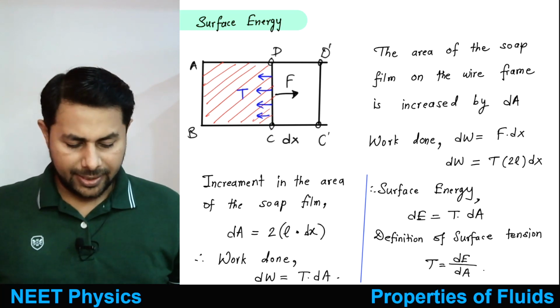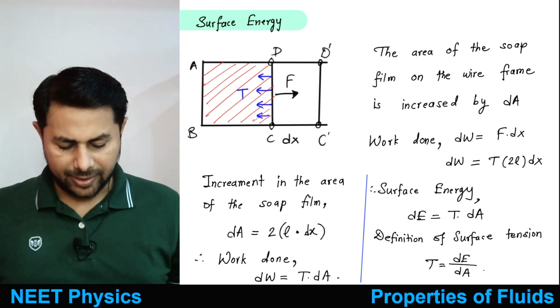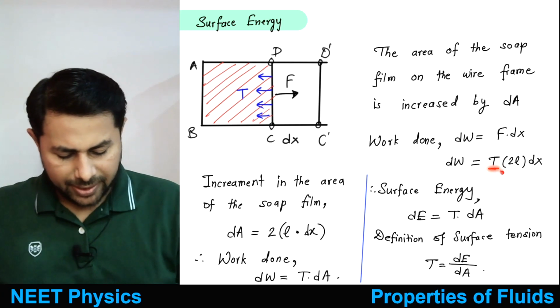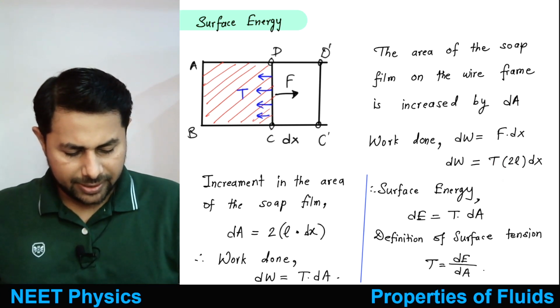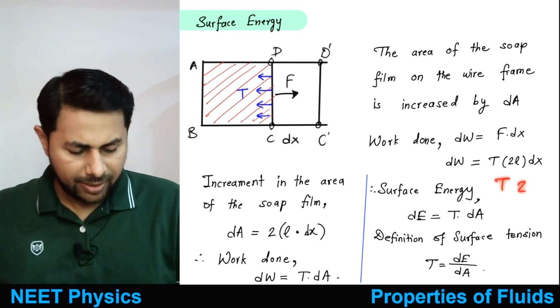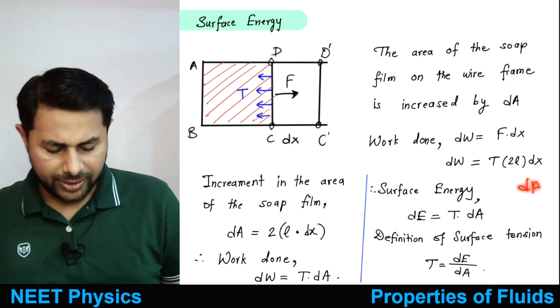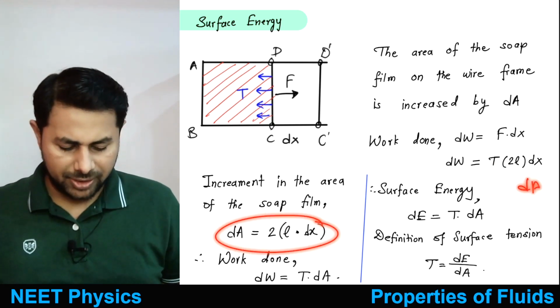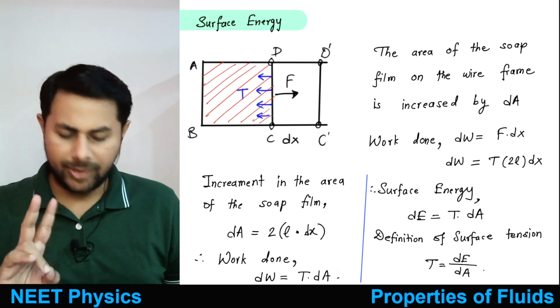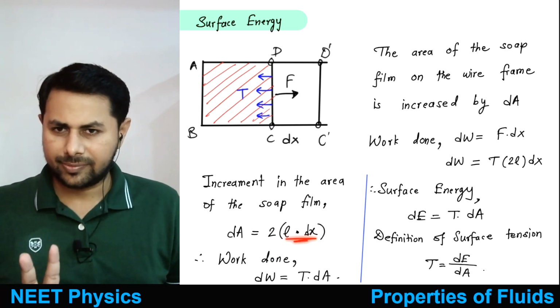And then this work done can be written as T multiplied by dA, because what is the increment in surface area? We have just seen that the increment in surface area would be 2 times L dx.